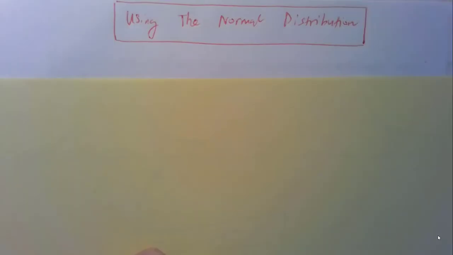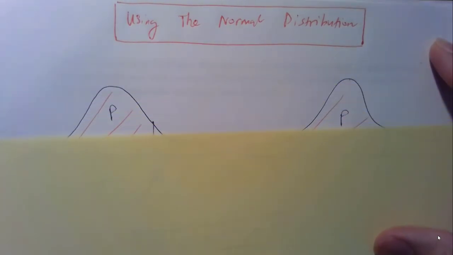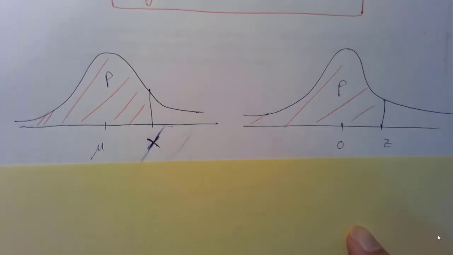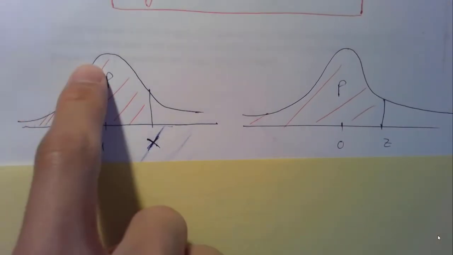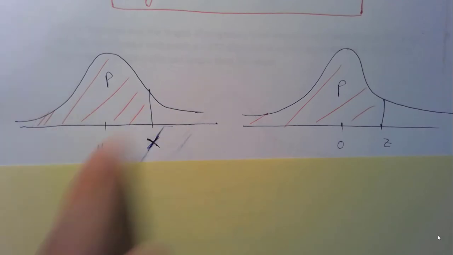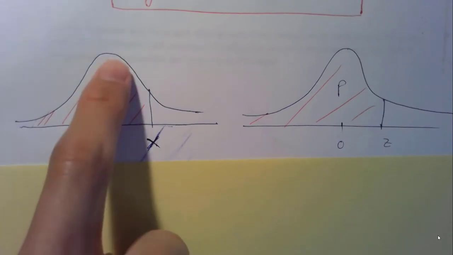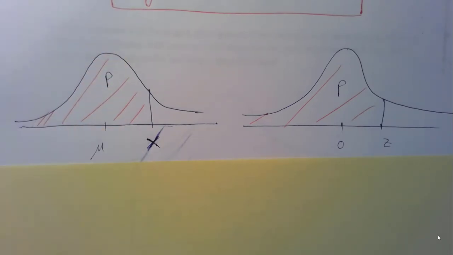In this video, we are going to study the applications of using the normal distribution. So recall that a normal distribution is a distribution that has the bell curve, and the curve is symmetric. The mean is at the center, and the mean is also the median, because most of the values will occur at this point.